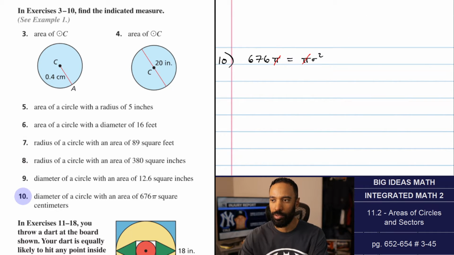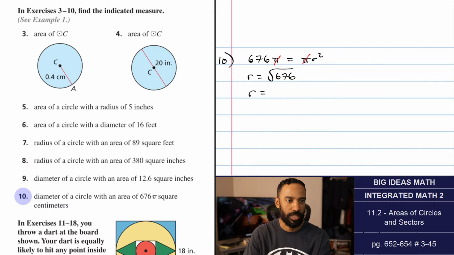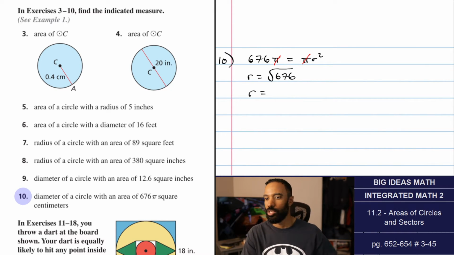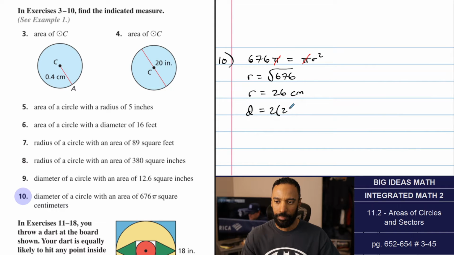And we just got to take the square root of 676. And I've seen that. I think it's 26, because 25 squared is 625. I'll double check that. But r is the square root of 676, which should be 26, I think. Square root of 676. Yeah, 26. So r is 26. That's 26 centimeters. So the diameter is double that, which is 52 centimeters. Exact.